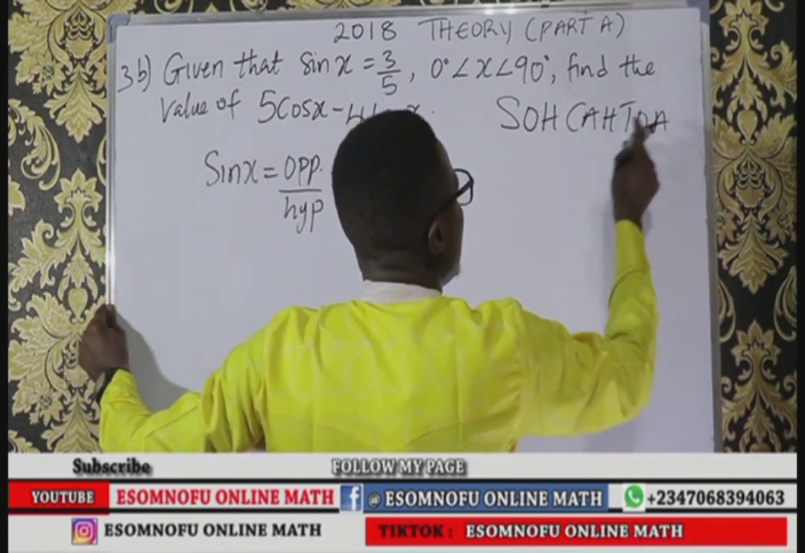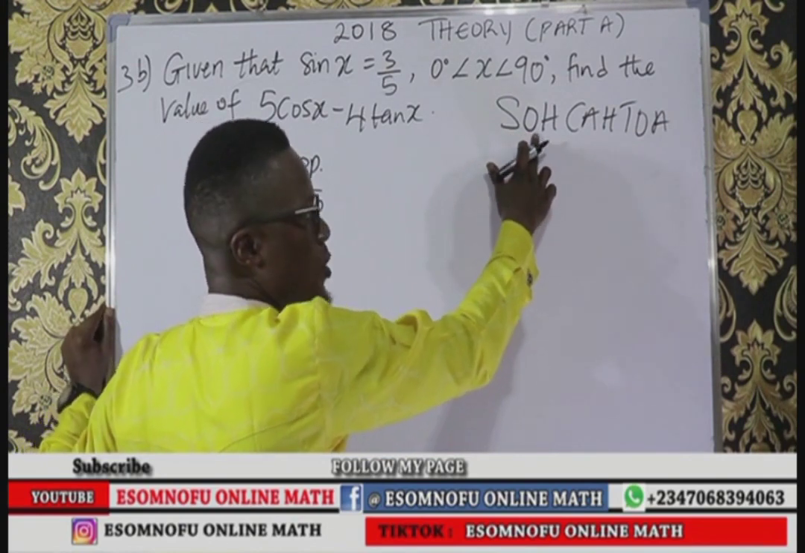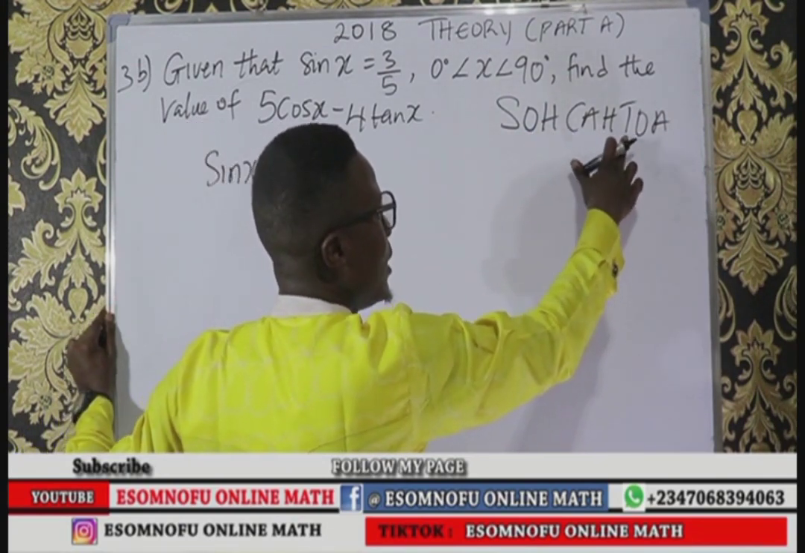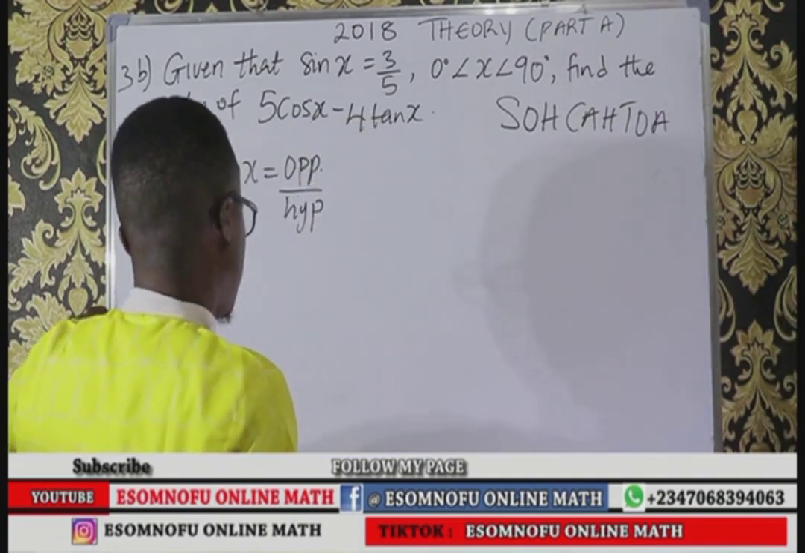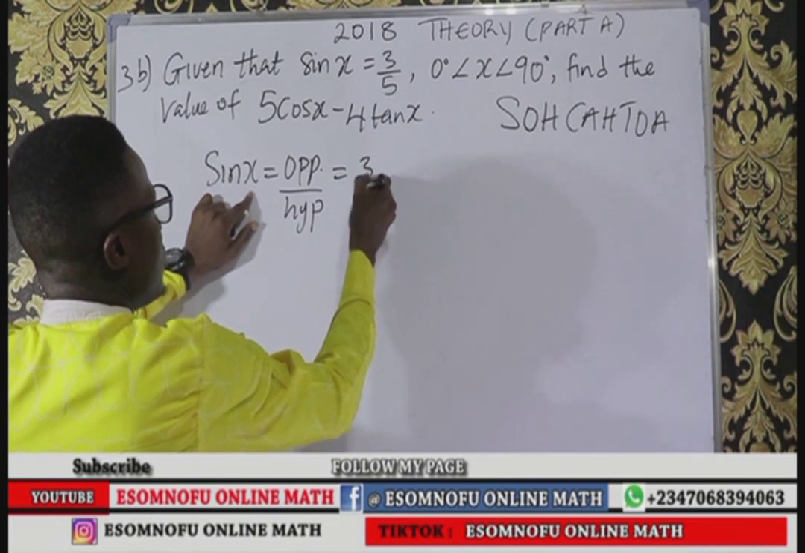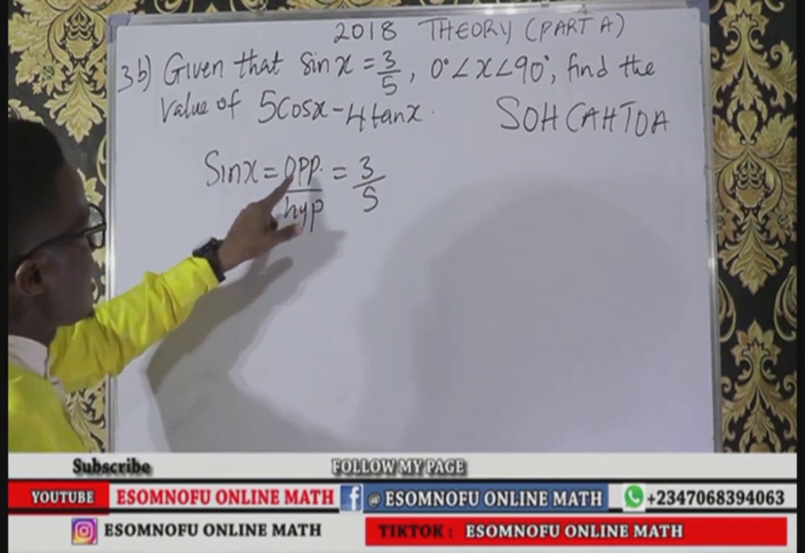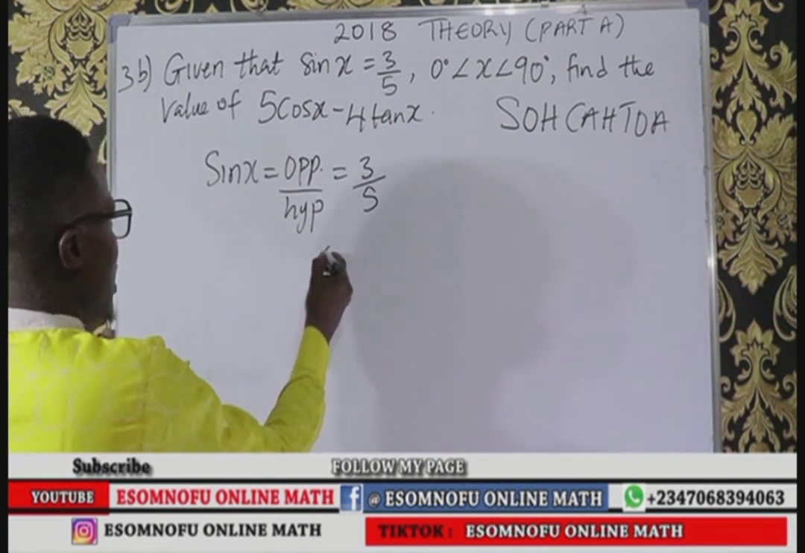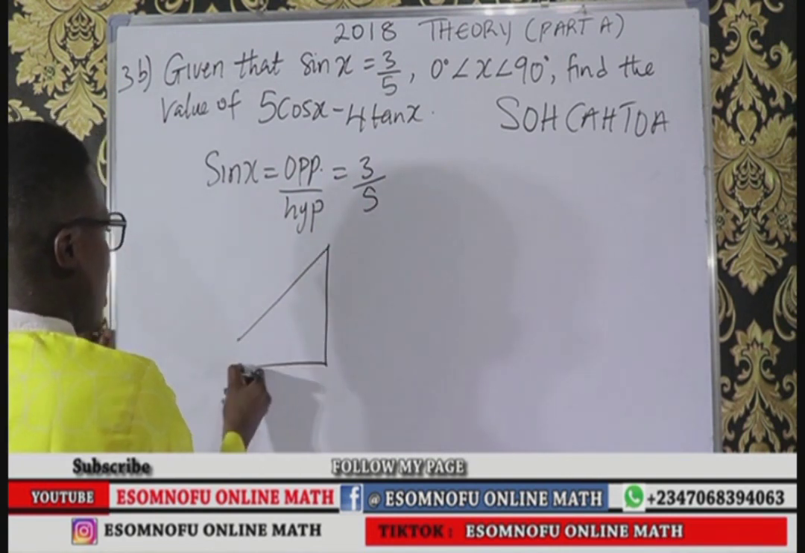Sine is opposite over hypotenuse, cosine is adjacent over hypotenuse, and tan is opposite over adjacent. Here, sin x is equal to 3 over 5. This implies that opposite is 3, while hypotenuse is 5. You can now draw a right angle triangle.